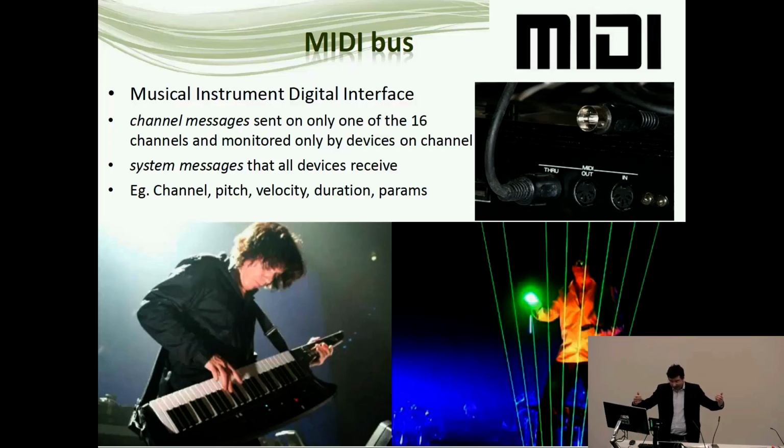MIDI is a true bus. You can have a bunch of devices like synthesizers and keyboards all sharing the bus, all seeing the information there. Messages, instead of being addressed to devices, are broadcast on channels. There are 16 channels in MIDI, and devices can choose which channels they want to respond to. So you can connect your laser harp up to channel 7 and then have 3 synthesizers that are all listening to channel 7, and that will make a chorus of 3 synthesizers playing at once when you play your laser harp.